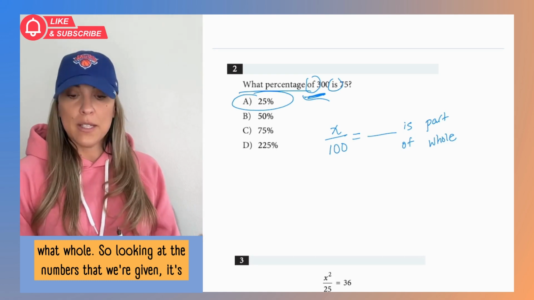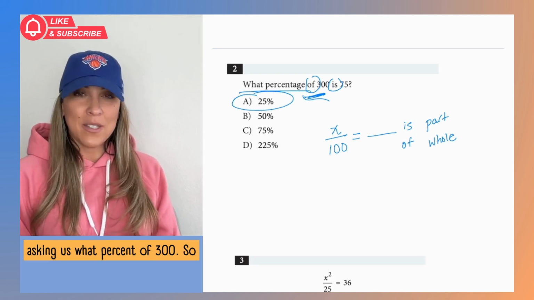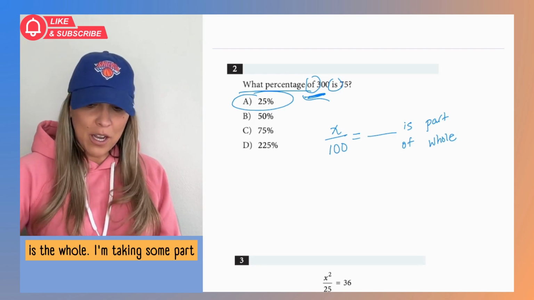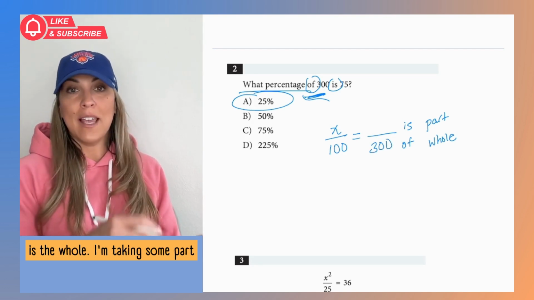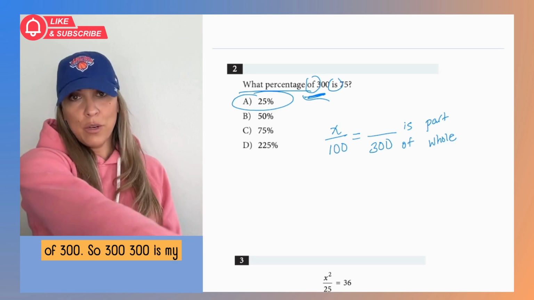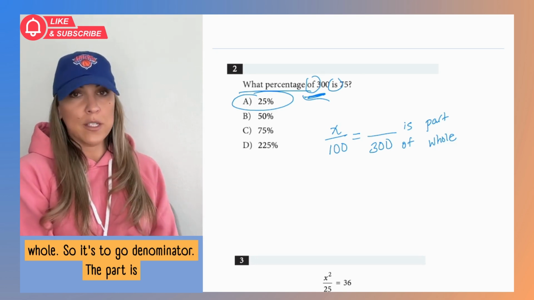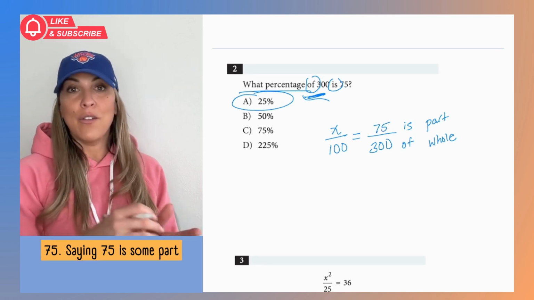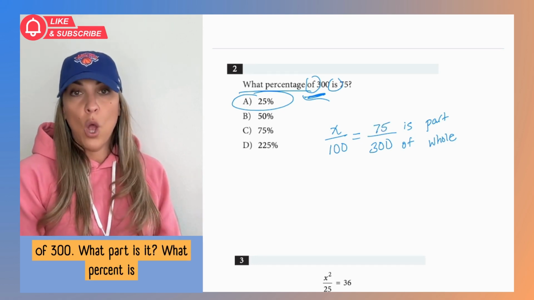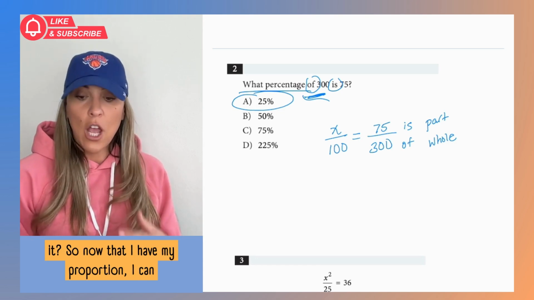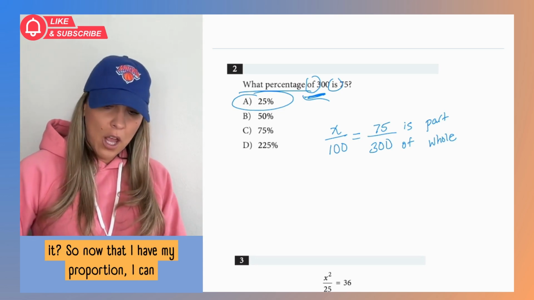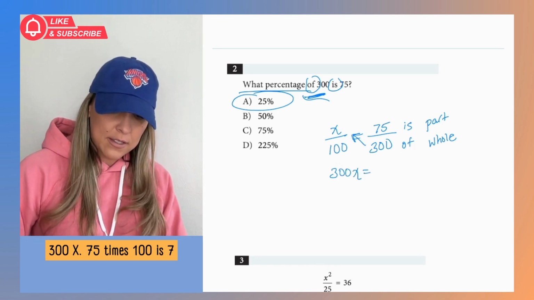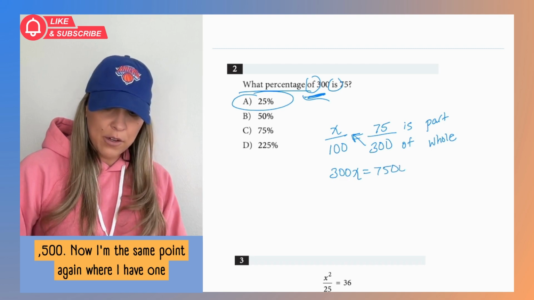So looking at the numbers that were given, it's asking us what percent of 300. So of 300 indicates that 300 is the whole. I'm taking some part of 300. So 300 is my whole, so it's going to go in the denominator. The part is 75. Saying 75 is some part of 300. What part is it? What percent is it? So now that I have my proportion, I can solve by cross multiplying. So 300 times x is 300x. 75 times 100 is 7500.